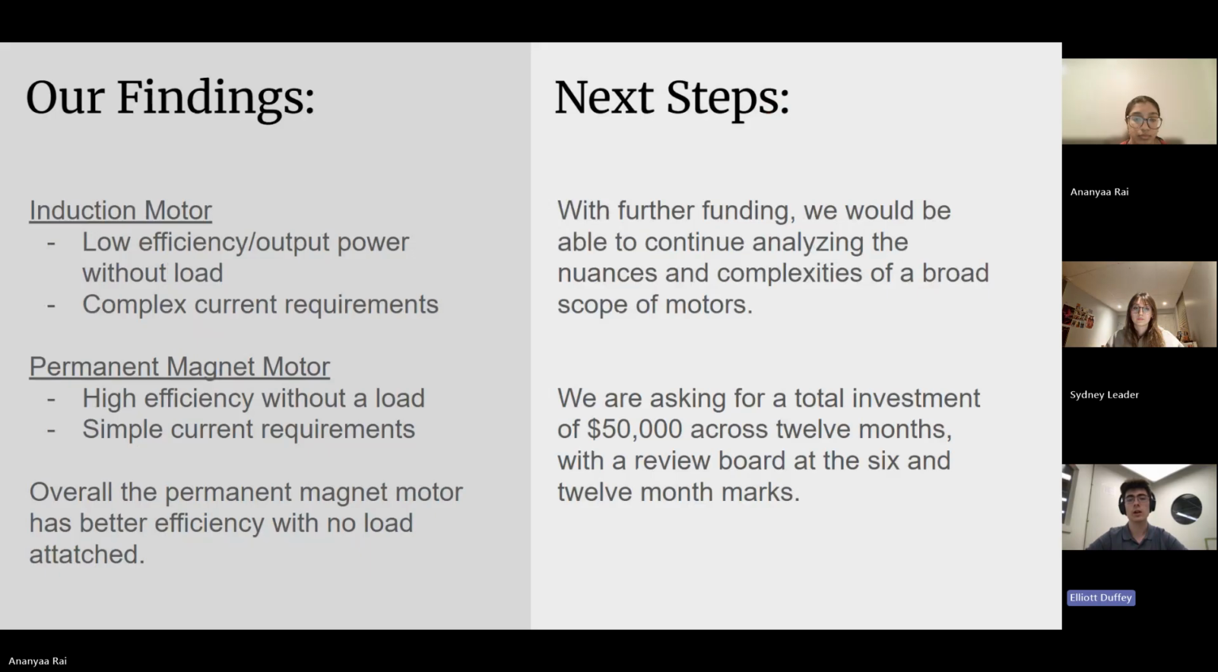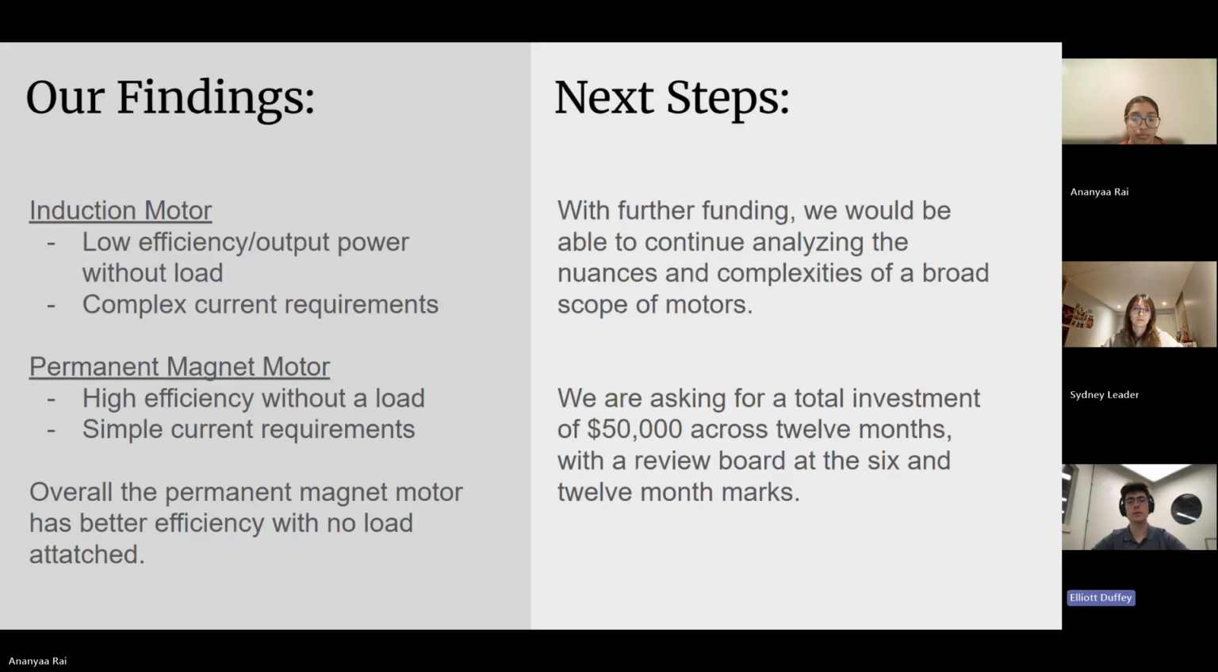Finally, according to our research, the permanent magnet motor is expected to still have a higher efficiency when loads are applied. Overall, we are recommending that the permanent magnet motor be the optimal motor of these two to be used in the electric vehicles industry, since its efficiency both with and without loads is significantly higher than that of the induction motor.